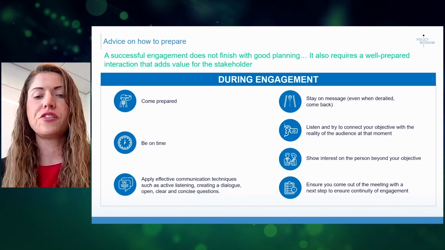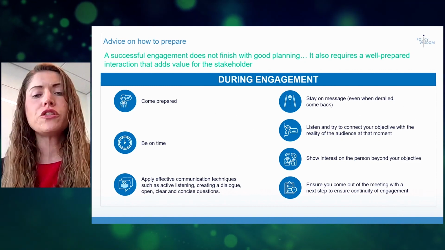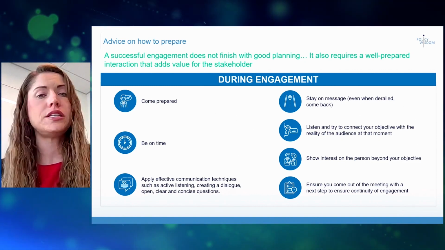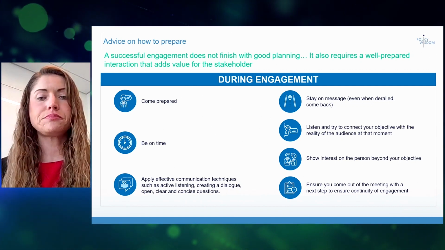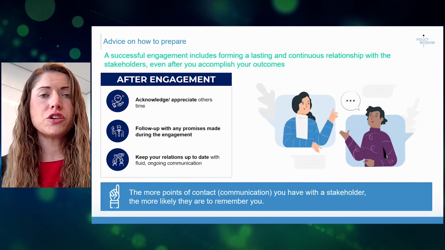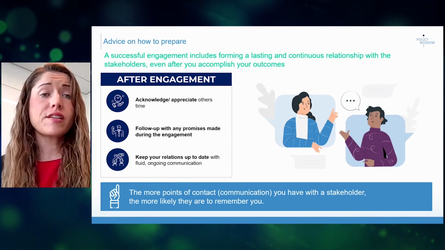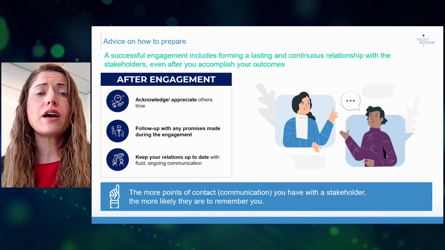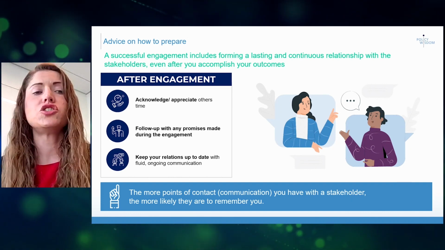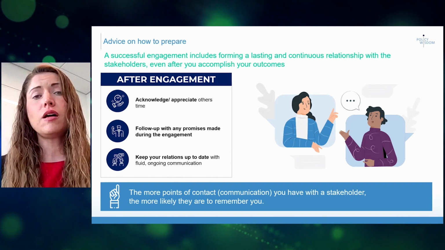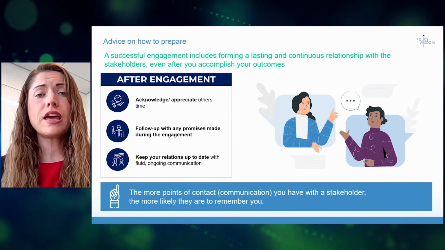And then lastly, ensure that you come out of the meeting with concrete next steps to ensure continuity of the engagement. So here's what that looks like in terms of what happens after the engagement. Remember, a successful engagement includes forming a lasting and continuous relationship with the stakeholders, even after you've accomplished the initial outcome through that engagement.